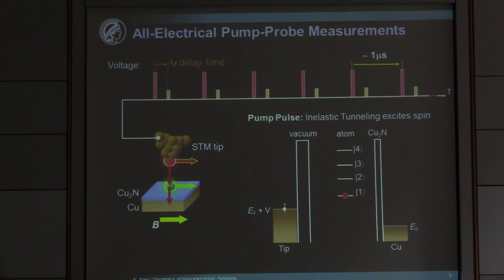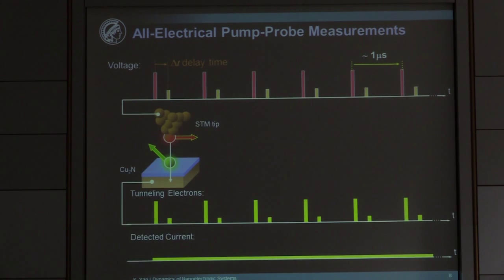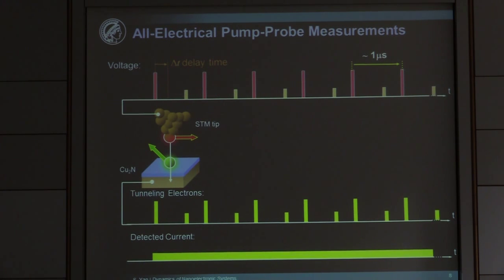For the pump, the pulse is above the spin excitation energy, so by inelastic electron tunneling it can excite the nanomagnets. Then, at some time delay, we also send the probe pulses to the tunneling junction. Because our tip is also spin polarized, when the nanomagnet is in the excited state, it will have a different magnetoresistance. So by gradually varying the pump-probe time delay, we can monitor how the tunneling current changes.